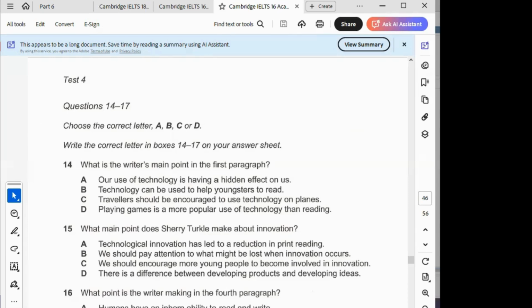Now, I've picked an answer in my head. I now need to check these options to look for the option that sounds like the answer I picked in my head. Now, look at the options. Option A says, our use of technology is having a hidden effect on us. This one is 100% true from what I just read in the paragraph. So I'm going to hold A tight, like my lunch.